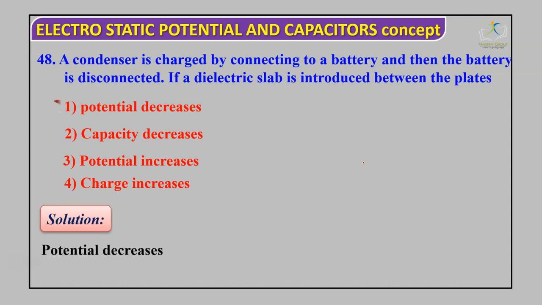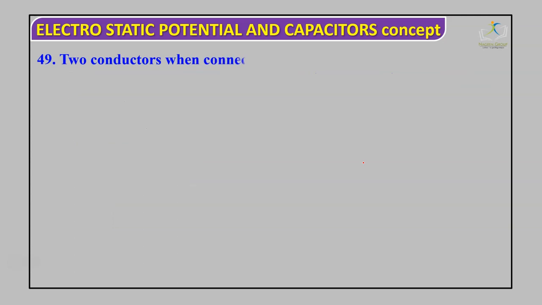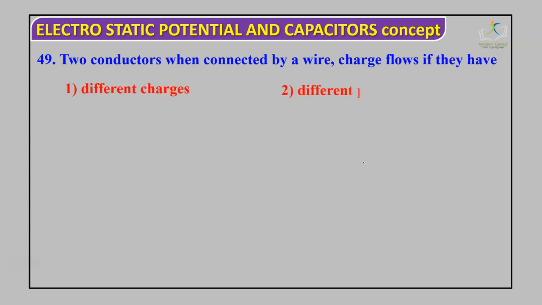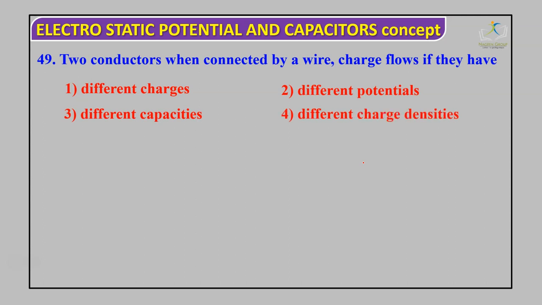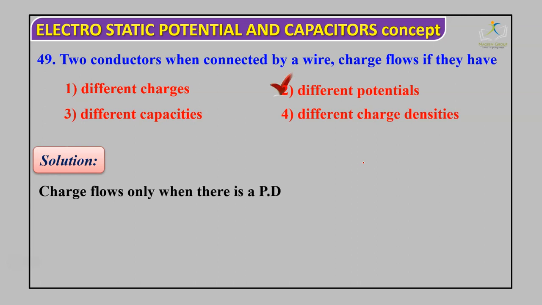So, potential decreases. This is the correct explanation for the first option. How does the potential decrease? If the dielectric is inserted, there will be a change or difference in the electric field. That's why potential decreases. Two conductors connected by a wire: charge flows if they have different charge, different potential, different capacities, different charge densities. We have a solution. Charge flows only when there is a potential difference. That means the second option is the correct answer.